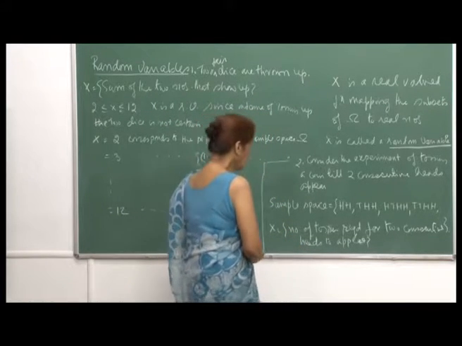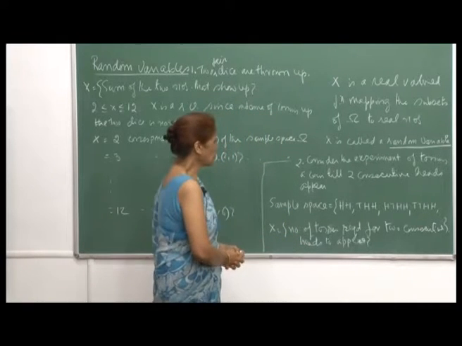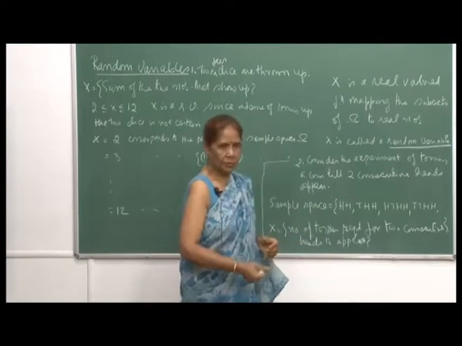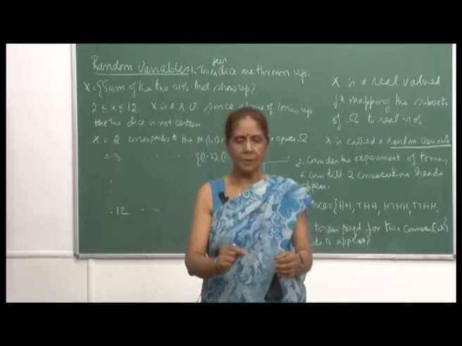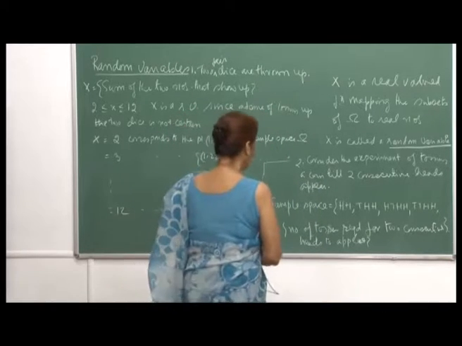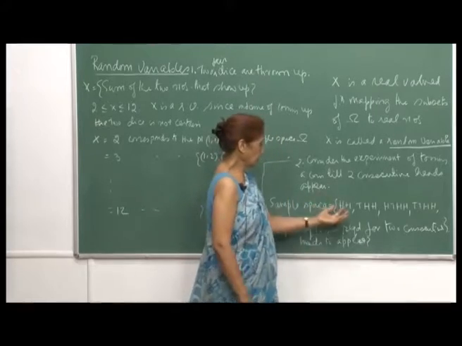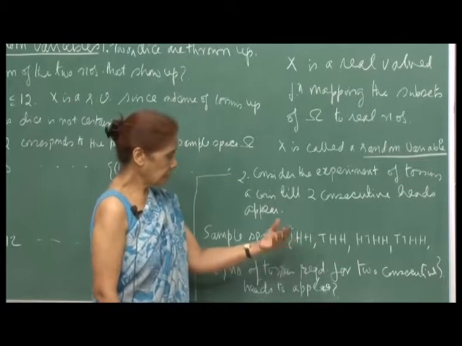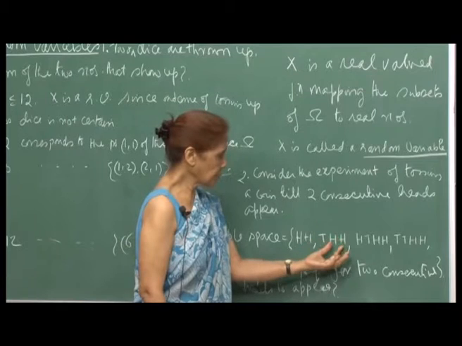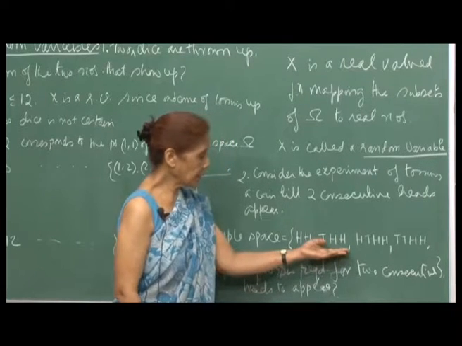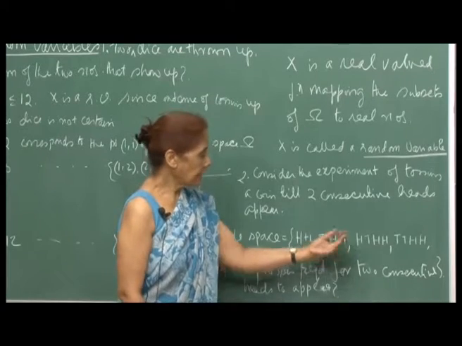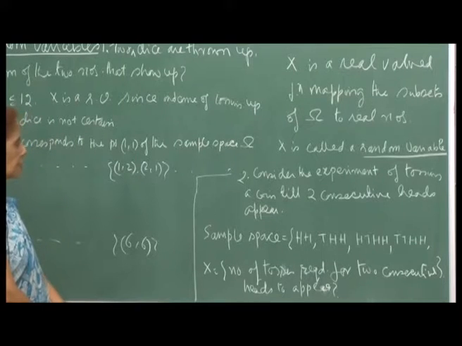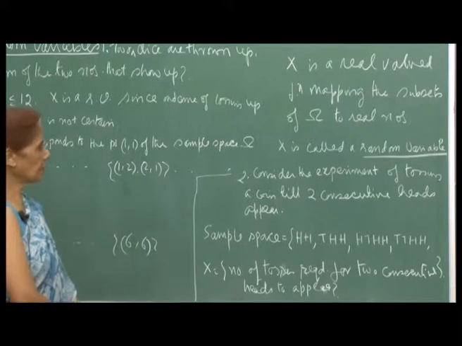Now, take another example. Consider the experiment of tossing a coin till 2 consecutive heads appear. I toss a coin and unless I get 2 heads consecutively, I will not stop. If it happens in 2 tosses, the outcome will be HH, and I will stop here. But if it does not show a head in the first trial, then it may show in the second and third. That means this will happen in 3 tosses of the coin, and so on. This may not be a finite process, because you may continue throwing up tails.